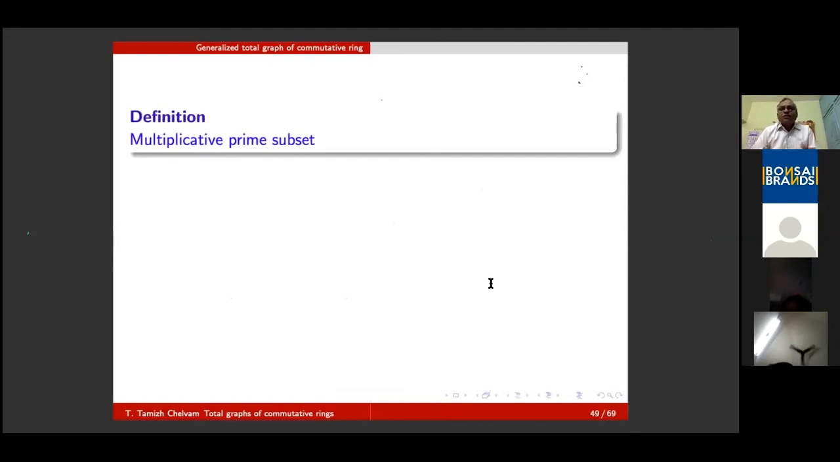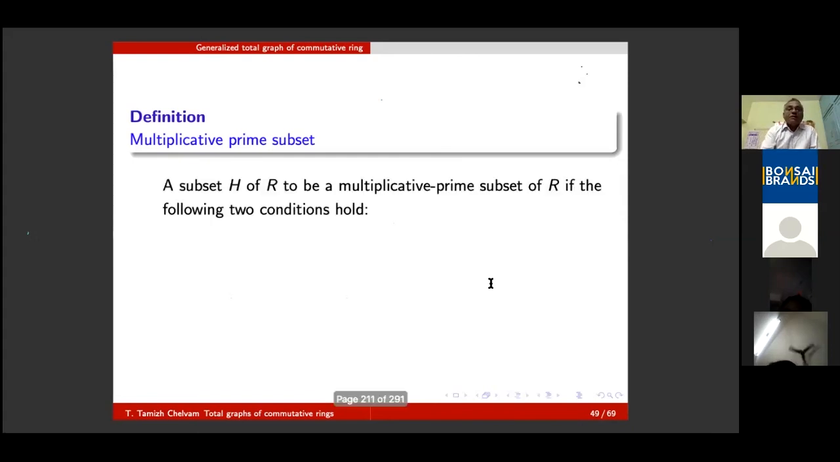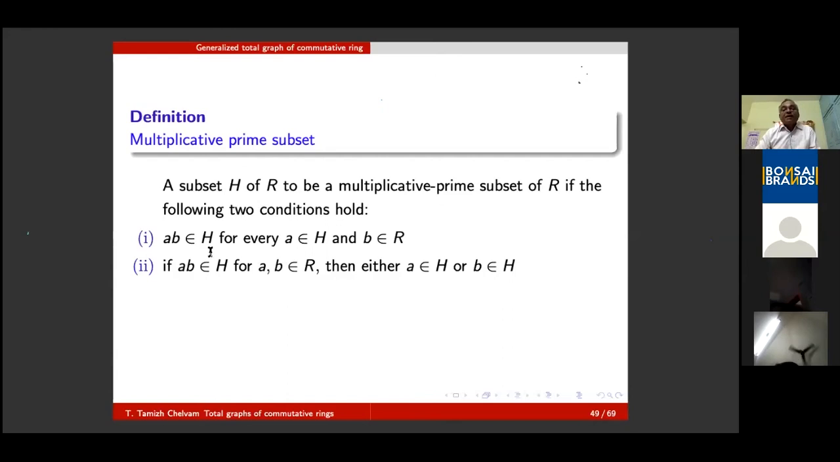Now this total graph is once again generalized, for which the concept of multiplicative prime subset is introduced. A subset H of a commutative ring is said to be a multiplicatively prime subset if it satisfies two conditions. One is that it is closed with respect to multiplication: for every pair, AB must be there. The other one is the primality condition: if AB is an element of H, for two elements A and B of R, then either A must be there or B must be there.